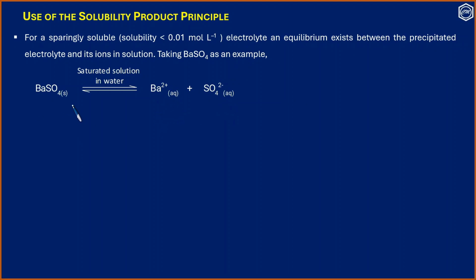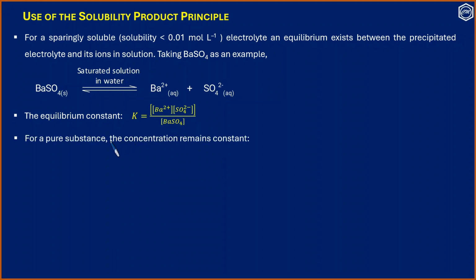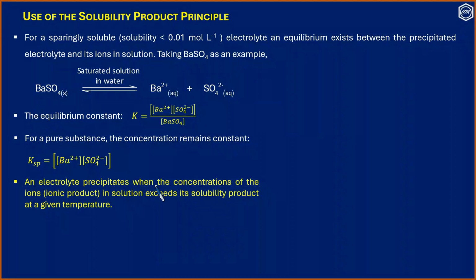Now we can speak of an equilibrium constant, and it is defined as K equals the concentration of Ba2+ times the concentration of SO4 2- divided by the concentration of barium sulfate, BaSO4. And we know that for a pure substance, the concentration remains constant. So we take it as unity. Therefore this equation becomes Ksp equals the concentration of Ba2+ times the concentration of SO4 2-. Ksp means solubility product. An electrolyte precipitates when the concentrations of the ions, that is the ionic product, in solution exceeds its solubility product at a given temperature.